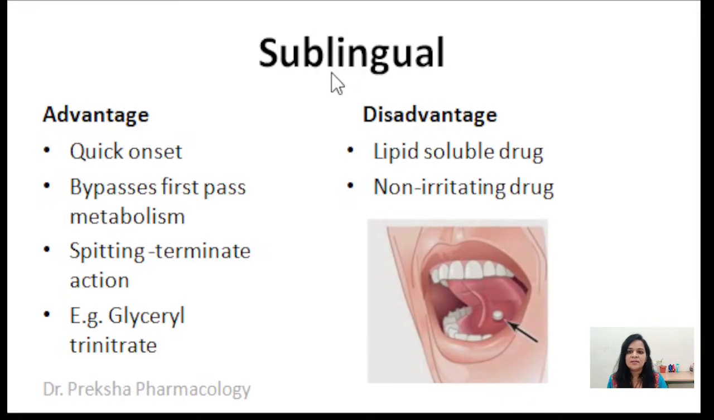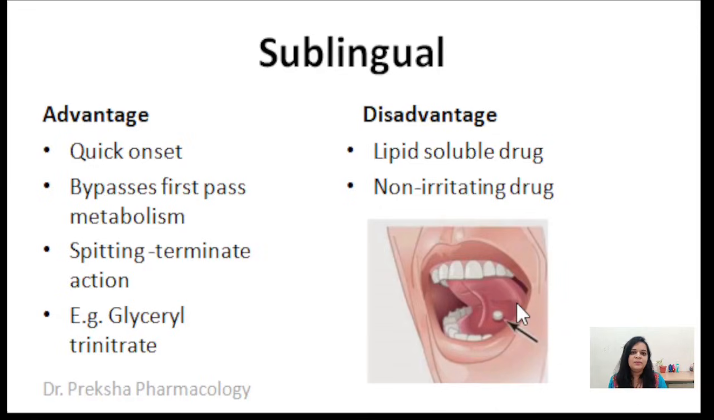So next is sublingual route. So here the drug is kept below the tongue, and lingual is the vein. Lingual vein will absorb this drug and the drug will reach directly into the systemic circulation. So advantage of this route is it will have a quick onset. For example, glyceryl trinitrate, when you give it sublingually, it will dissolve locally and it will exert its effect within 1 minute for angina pectoris, and it will also bypass the first pass metabolism.